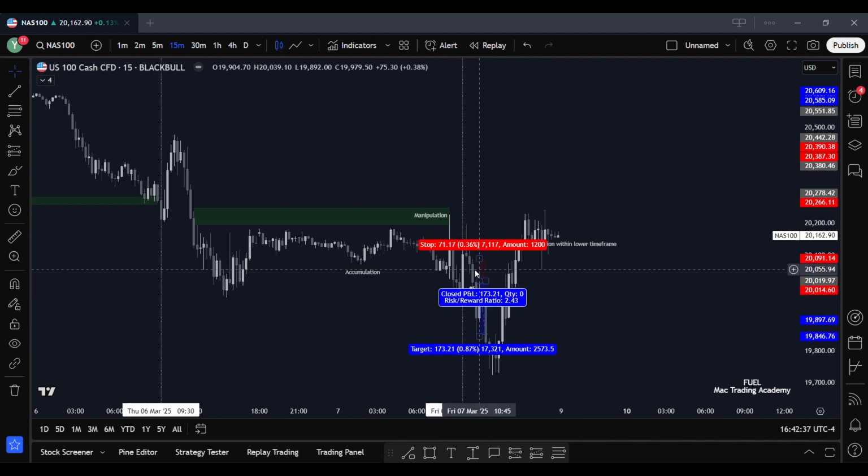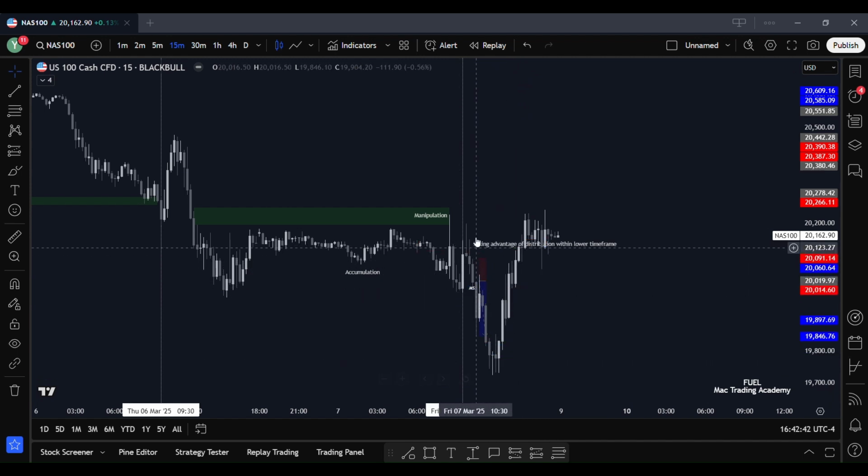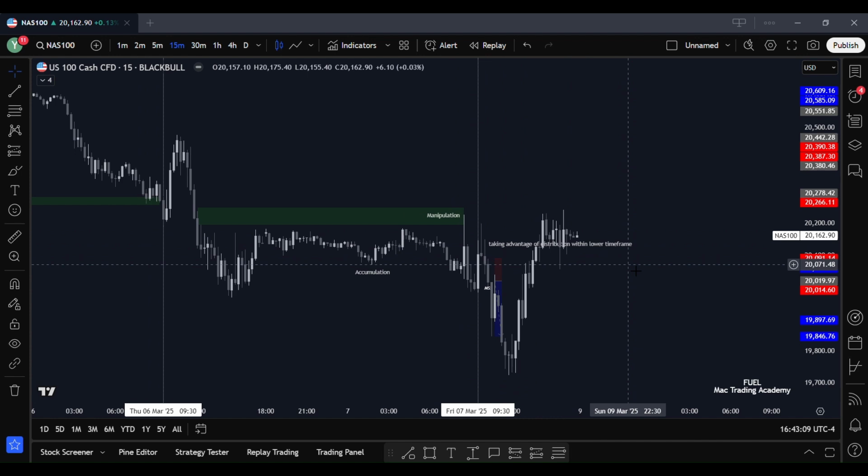And over here, I was able to find some entries on the 1 minute time frame, just to take advantage of this distribution leg right here. And so that's another way to take advantage of this strategy. Once you see accumulation, manipulation, and distribution occur on the higher time frame, now that you know you're within that distribution phase, you can go on the lower time frame and just find entries in that same direction. So there's many ways to skin the cat.